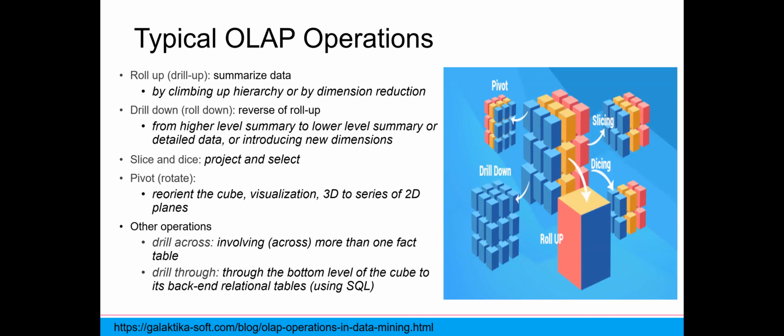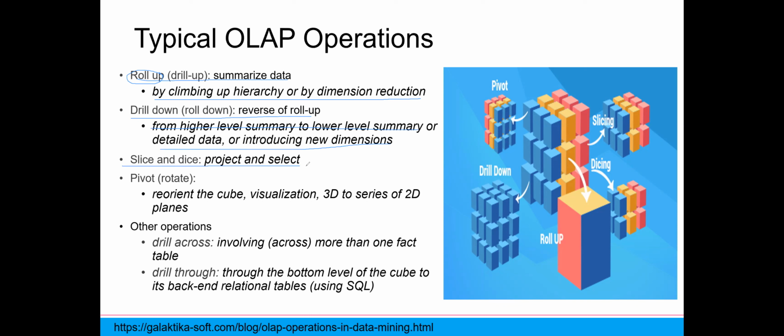These are the typical OLAP operations: roll up, drill down, slice and dice, pivot, and other operations. We call it roll up or drill up; it is to summarize the data by climbing up the hierarchy or by dimension reduction. We call drill down or roll down the reverse of the roll up. Reverse means the opposite. It goes from higher level summary to lower level summary or detailed data, or introducing new dimensions.